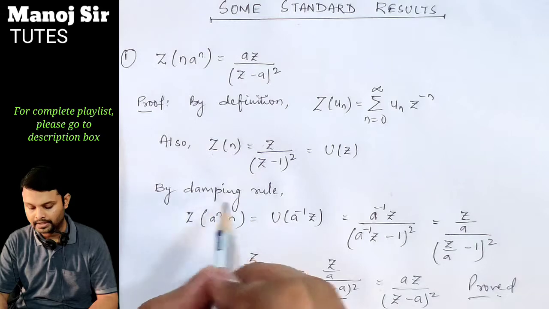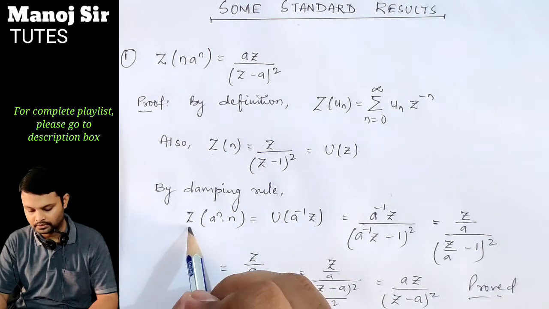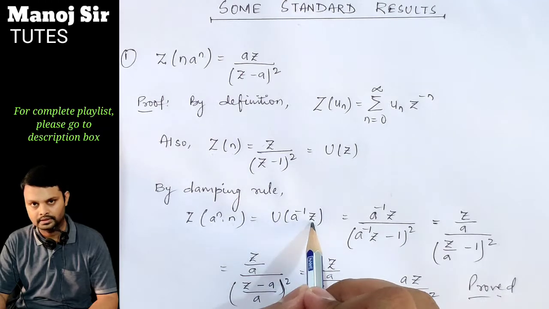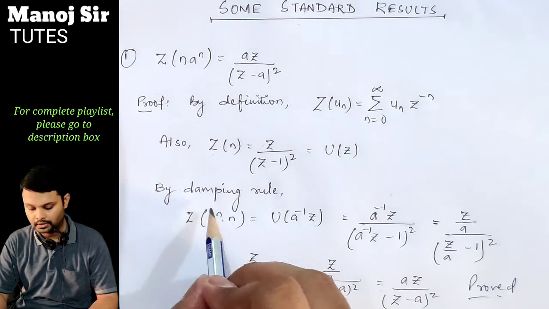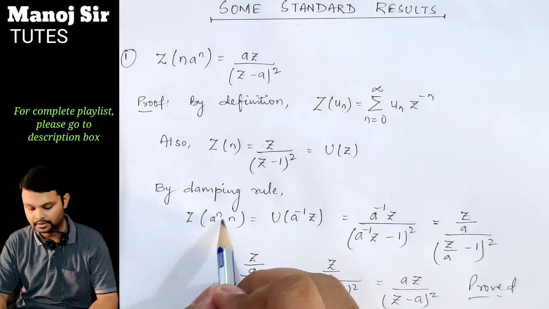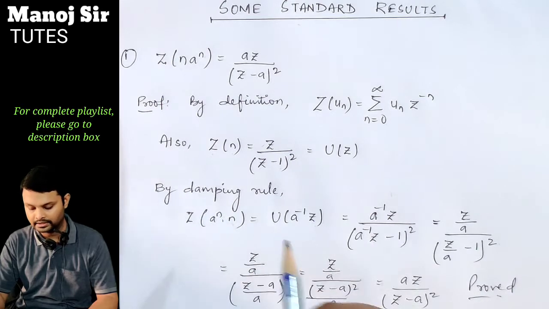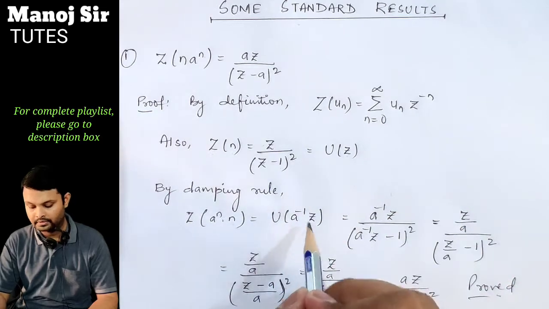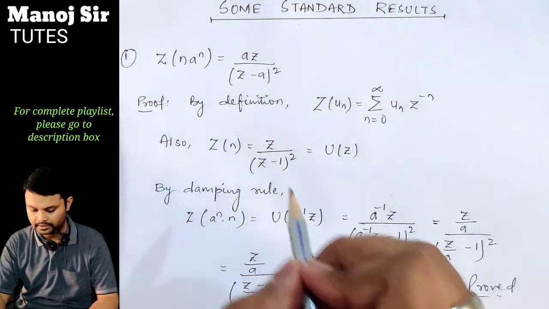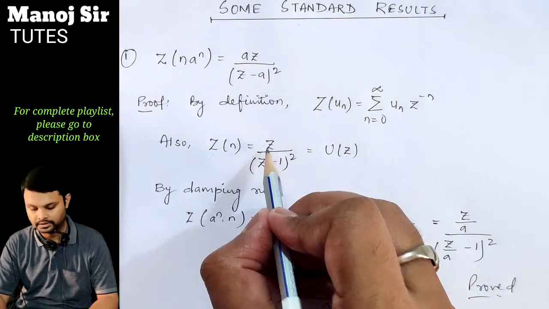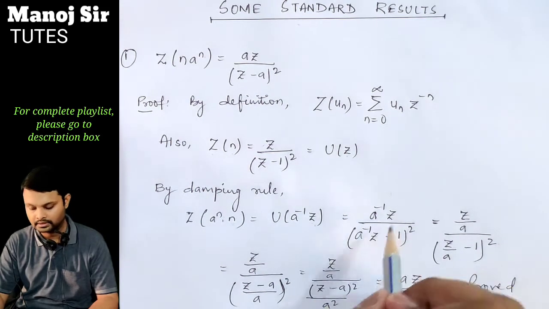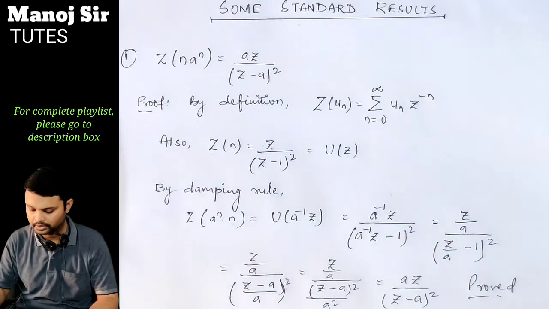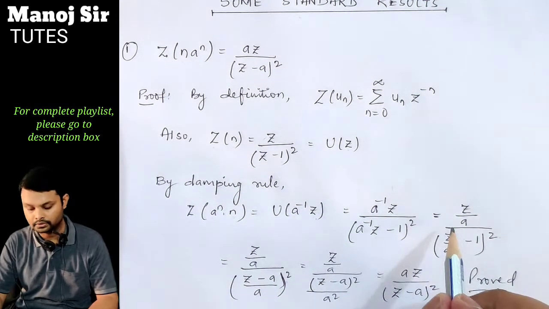So by the damping rule you must know that the Z transform of a to the power n into u_n is equal to U of a inverse z. It means whenever you are applying the damping rule, that is, we are multiplying a to the power n with this u_n, in that case this z is replaced by a inverse z. So simply write a inverse of z in place of z. So this is going to be a inverse of z upon (a inverse z minus 1) whole square.